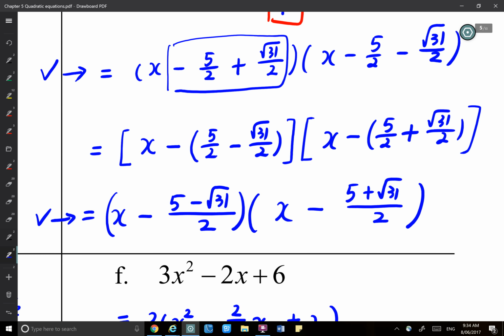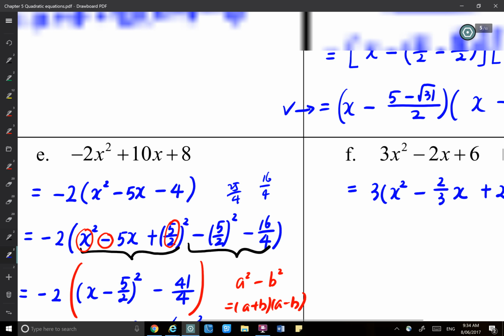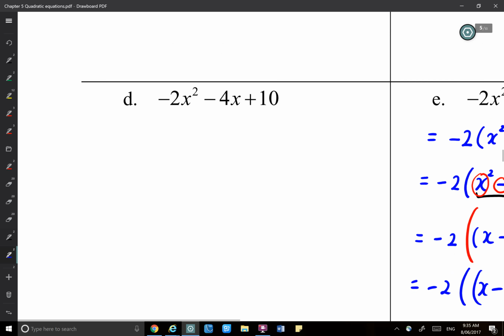This is quite important when you reach the solving step. I will show you later. Okay, that's C. And let's have a look at D.